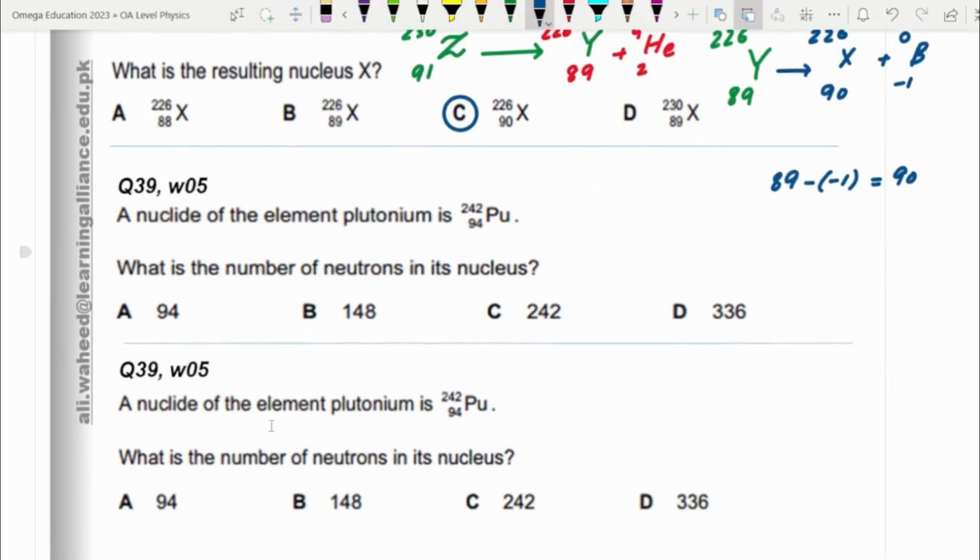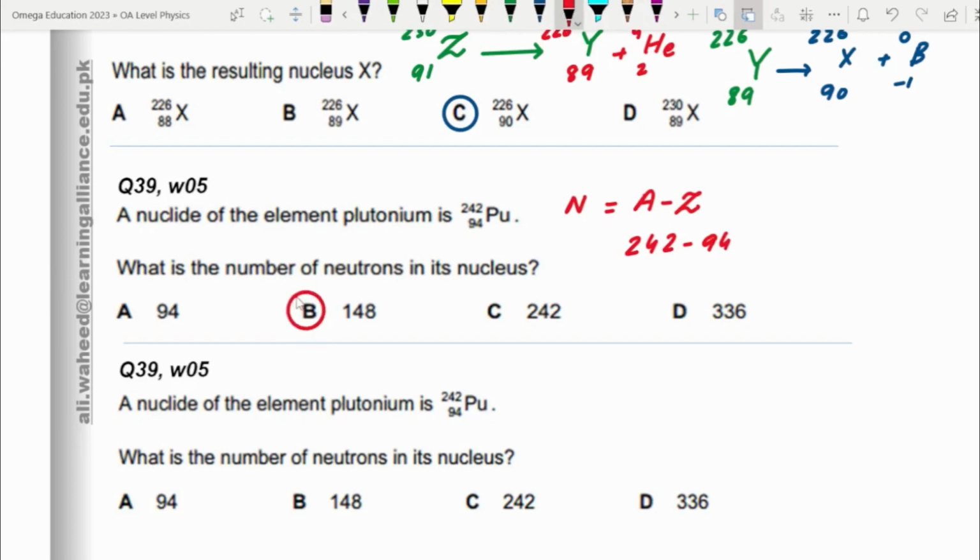Here we have number 39. A nuclide of the element plutonium is Pu 94-242. What is the number of neutrons in the nucleus? For finding the number of neutrons, it's very easy. What you can do is you can subtract the atomic number from the atomic mass, and there you get the number of neutrons. So 242 minus 94, you should be getting 148. So B is the right answer for this one.